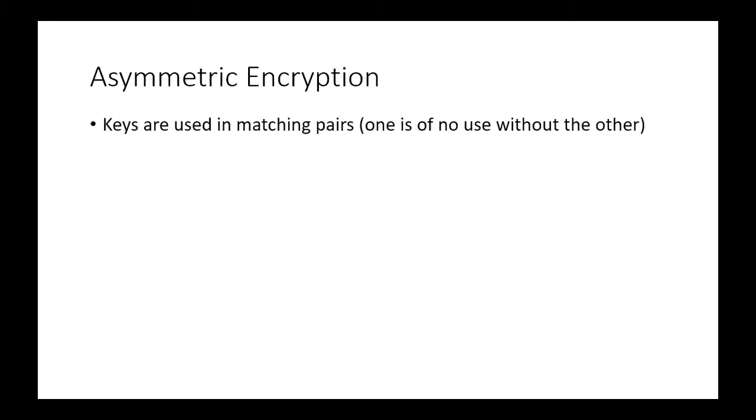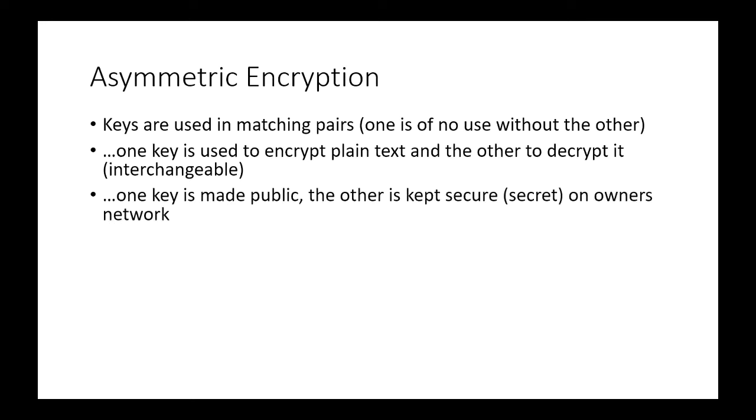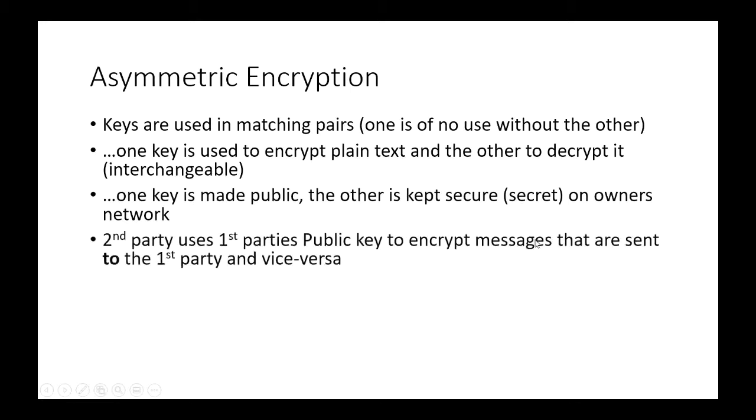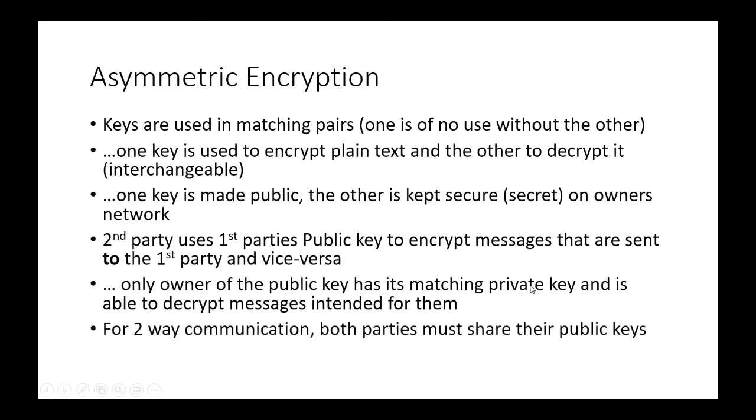Asymmetric encryption. Keys are used in matching pairs. One is of no use without the other. One key is used to encrypt plain text and the other to decrypt it, and these are interchangeable. One key is made public and the other is kept secret or secure on the owner's network. The second party uses the first party's public key to encrypt messages that are sent to the first party, and vice versa. Only the owner of the public key has its matching private key and is able to decrypt messages intended for them. For two-way communications, both parties must share their public keys.